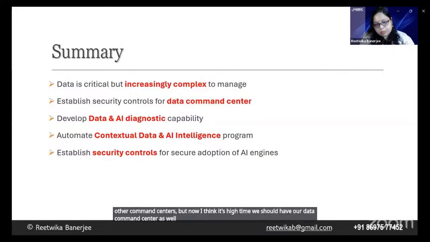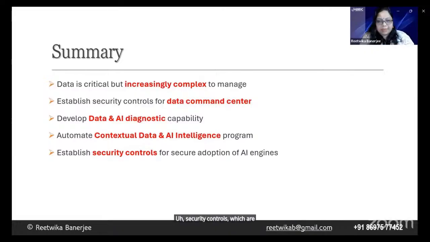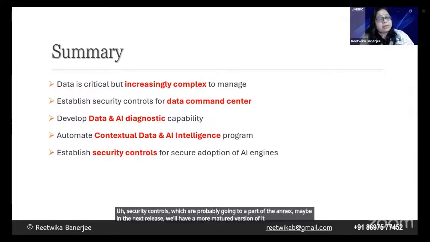So what security controls can be built around it? ISO 42001 already shares a list of security controls, and maybe in the next release we'll have a more matured version of it. But even in the current version, you'll find a lot of support in providing security controls in different domains, very similar to Annex A of ISO 27001.